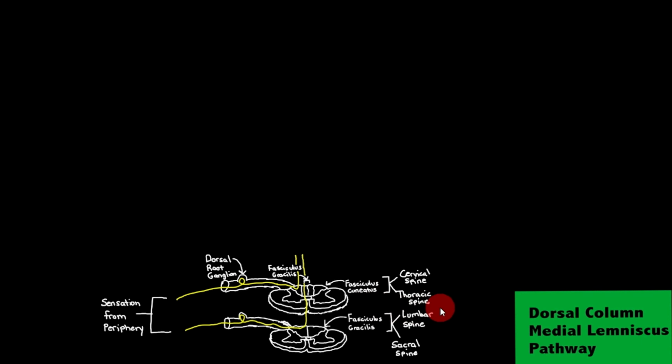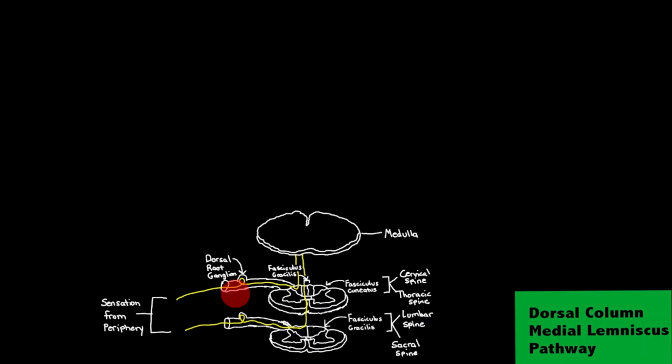The dorsal column medial lemniscal pathway is located at the posterior aspect of the spinal cord here, and it can be broken down further into the fasciculus cuneatus and the fasciculus gracilis. Now, the fasciculus cuneatus receives sensory input from the upper extremity within the cervical and thoracic spine, and the fasciculus gracilis receives sensory input from the lower extremity within the lumbar and sacral spine. Sensory information from the periphery within the upper and lower extremity enter the posterior aspect of the spinal cord through the dorsal root ganglion. Then it travels through the fasciculus cuneatus if it's from the upper extremity, and the fasciculus gracilis if it's from the lower extremity.